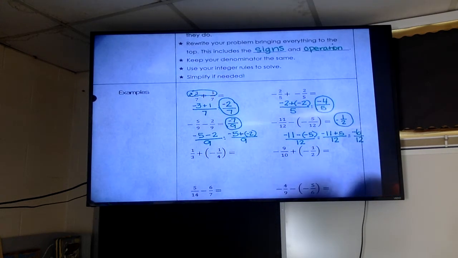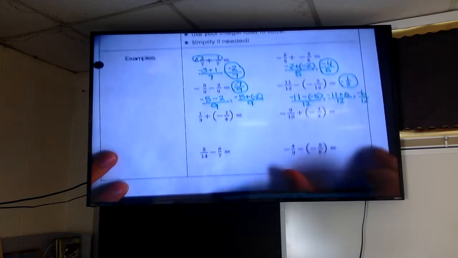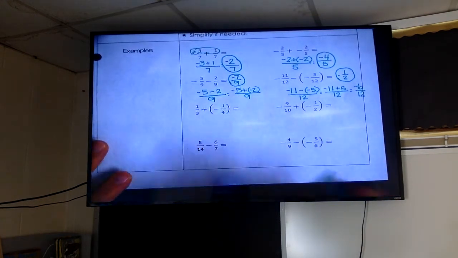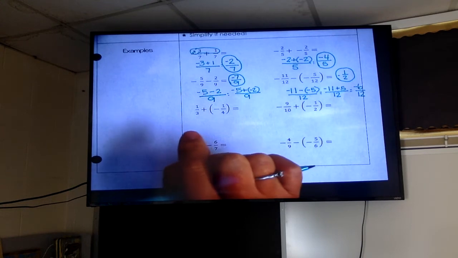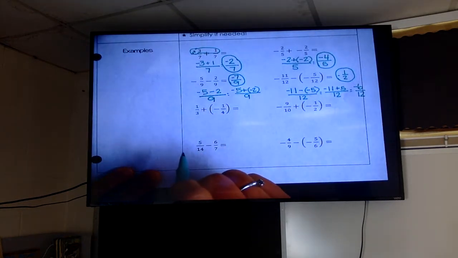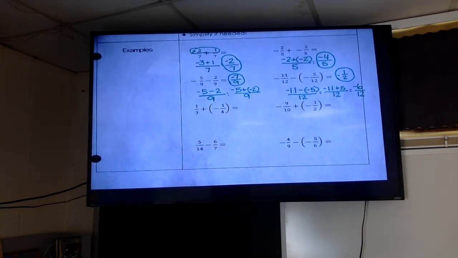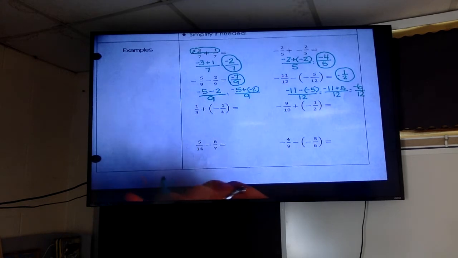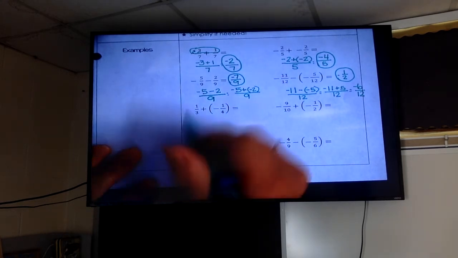Okay, so let's try this idea now with unlike denominators. So I'm going to look here, and I see 3 and 4, and I need to come up with a common denominator. So the first thing I'm going to do is just like you learned back in like 3rd and 4th grade when you were adding fractions with unlike denominators. We're just going to write it with a common denominator first. We're not going to worry about signs or anything else at this point.